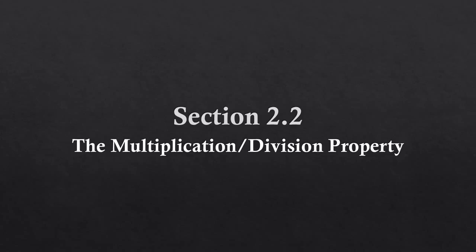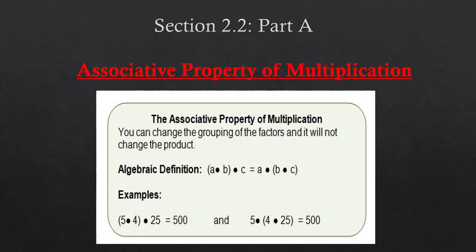Section 2.2, the multiplication and division property, which is going to be more of what we just finished doing in 2.1. The associative property of multiplication basically says it doesn't matter how you multiply numbers. If you multiply them correctly, you will still come up with the same result.